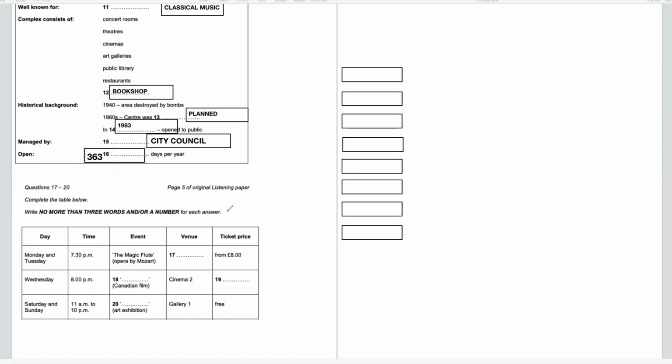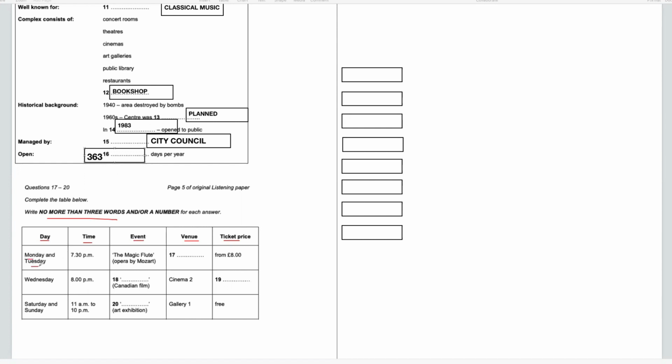Okay, same idea. Let's go ahead. This is not really any different in terms of strategy. We just have more things to look for. So we see the day, the time, the event, the venue, and the ticket price. Same thing with no more than 3 words and or a number. But here we've got these nice columns that will help us find the answers.